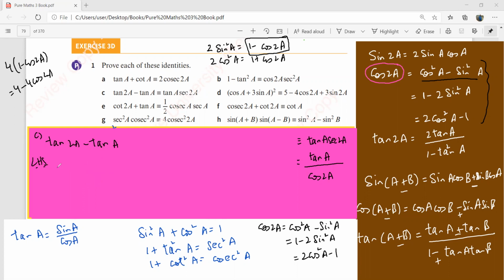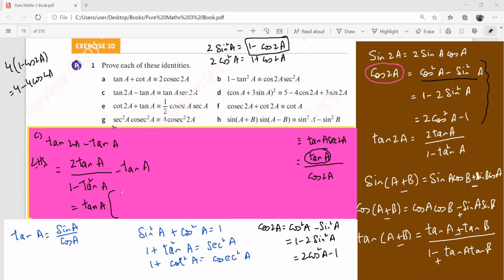So I would rather be writing this because I was looking at this tan A. It has struck my mind that instead of writing this as sine 2A over cos 2A, I write it as 2 tan A over 1 minus tan square A, and then I have minus tan A. I can take tan A common from the numerator so that this is managed. The only thing I have to show is 1 over cos 2A.